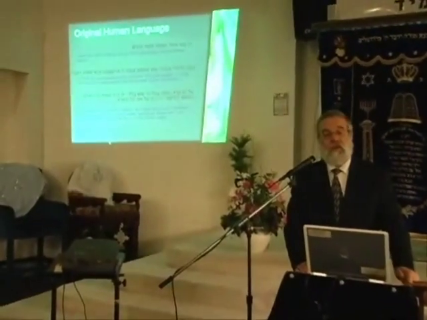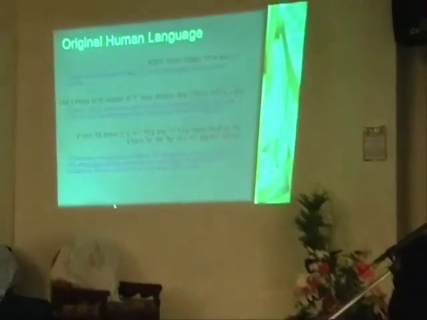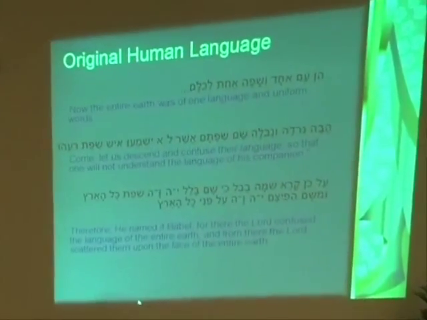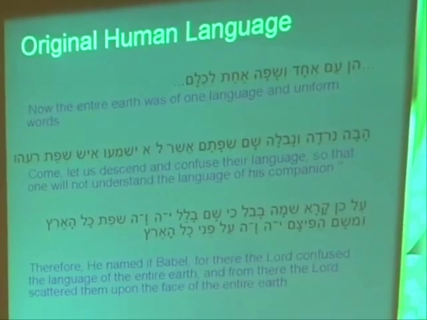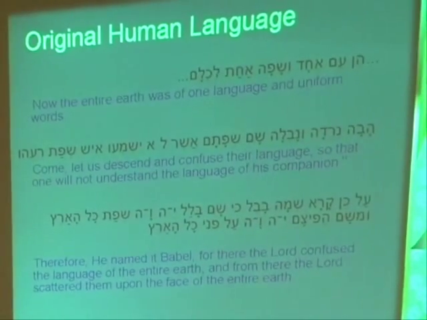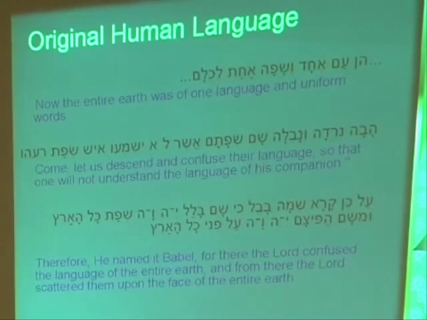As you remember from last week, perhaps, we spoke about how at the very beginning it was all one language. As the Torah says, "Am echad v'safa echad lekulam," when they were building the Tower of Babel. Hashem therefore says, I'm not going to allow them to complete the building. "Hava nerda unvala sham sefatam, asher lo yishmeu ish et sfat reo." I'm going to confuse them. I'm going to mix up their language so they should not comprehend each other.